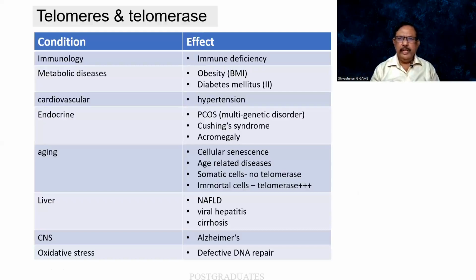What is the significance of the telomeres and the telomerase? So the application of it. What is the topic as such? Telomeres in health and disease. So in immunology, there can be an immunodeficiency, metabolic disorders. So the gene being affected, there can be obesity, diabetes mellitus, the second type of diabetes, cardiovascular, hypertension, endocrine, polycystic ovarian disease, which again is a multigenetic disorder. Cushing's syndrome, acromegaly, aging. It can be cellular senescence or other age-related diseases.